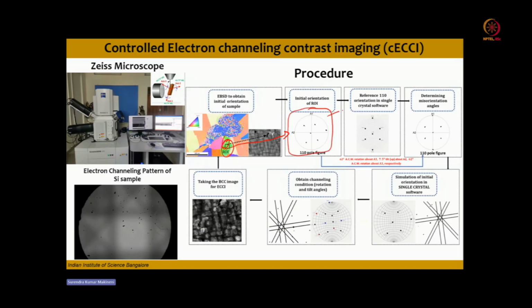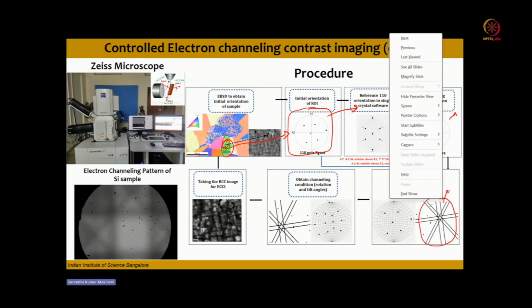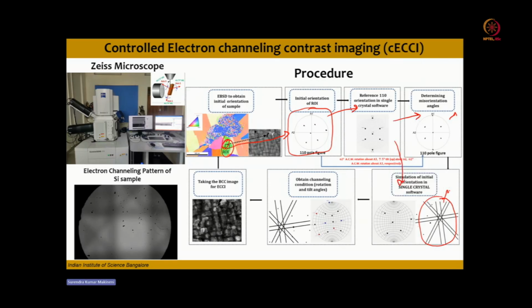Then this particular orientation can be simulated back into a crystal software, which is a single crystal software, to determine the misorientation angles. Correct. Once these angles are determined by the single crystal software, now it is in the exact zone of 110. Correct. Now what we do is, from this pattern you can simulate your Kikuchi pattern. So this is your simulated Kikuchi pattern from that particular region, which has a grain oriented near to the 110 direction.